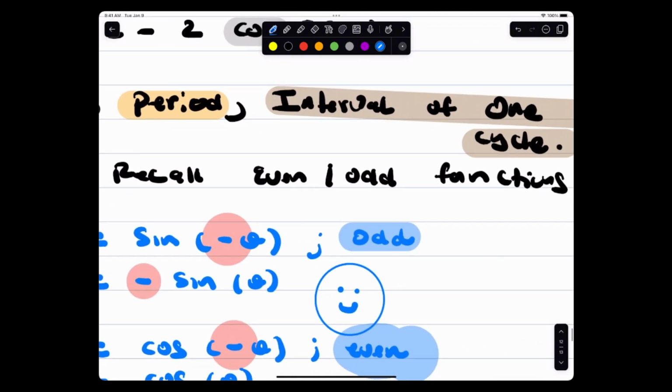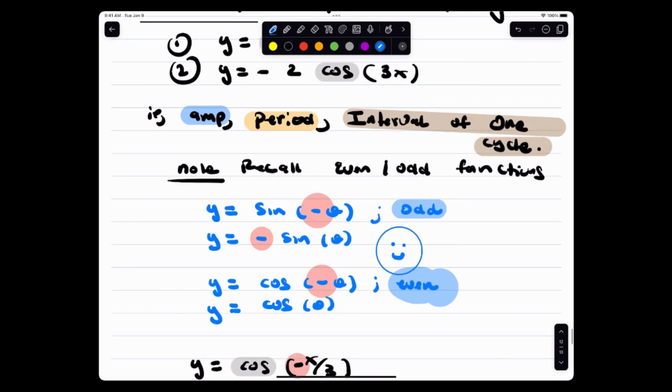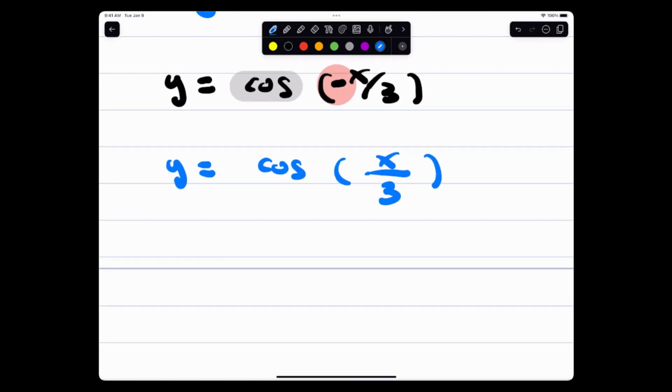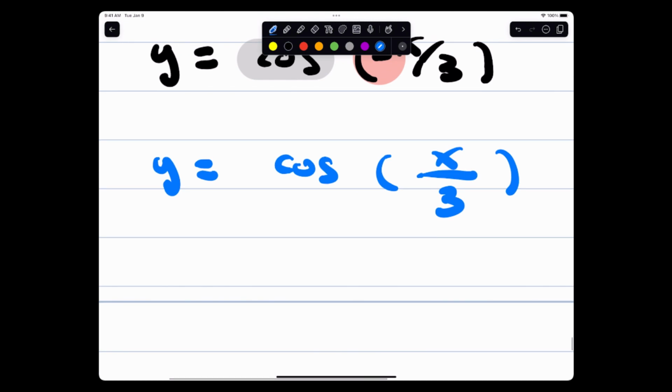The amplitude, the period, the interval of one cycle. So what is the amplitude here? If it just says cosine, what's your amplitude? 1. So, okay, get your highlighter there because this is what? That's your A value. Is that true? And then what is K? Do you guys know?